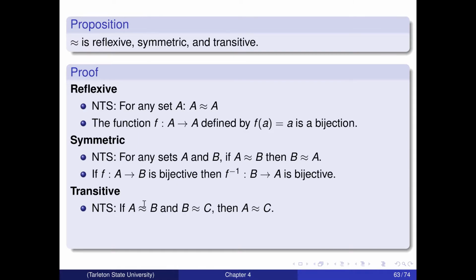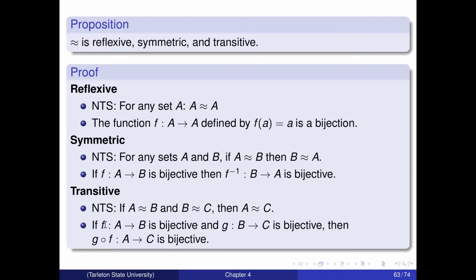Last thing to show is transitivity, and we basically just went through this argument. If A has the same cardinality as B and B has the same cardinality as C, then there's a bijection from A to B and a bijection from B to C, and we can simply look at the composition function. We basically already proved a couple slides ago that if this is 1-to-1 and this is 1-to-1, then this is 1-to-1. And it's also very easy to check that if this is onto and this is onto, then this is onto. So this completes that argument as well.